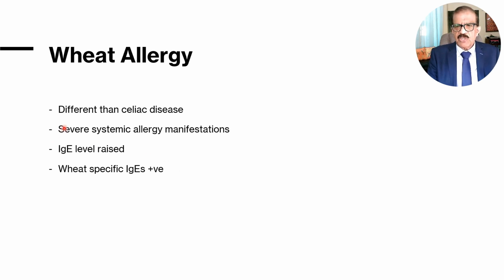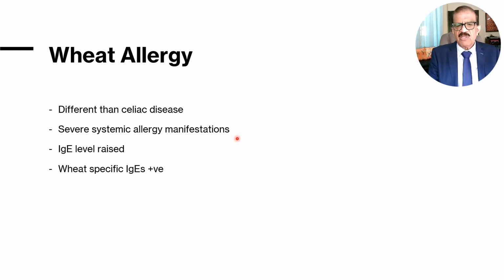Then there's a condition called wheat allergy. Sometimes celiac disease is also referred to as wheat allergy, but actually celiac disease is not the usual type of allergy. That is very specific to the intestinal lumen, but there is actual wheat allergy also. This is much rarer than celiac disease. If a patient has actual wheat allergy, the patient is likely to develop all those symptoms or signs which we expect in other allergies like anaphylaxis. It's different from celiac disease. Severe systemic allergy manifestations like urticaria, hives, and maybe bronchospasm, hypotension, anaphylactic shock.